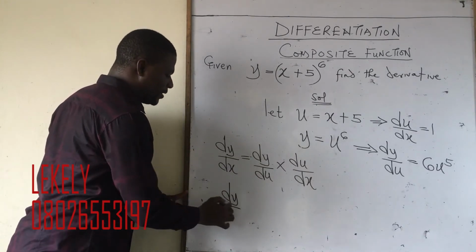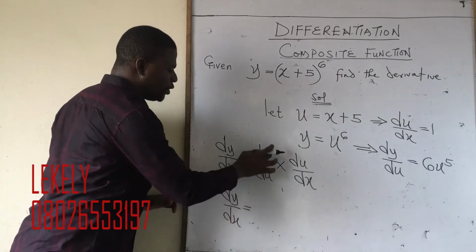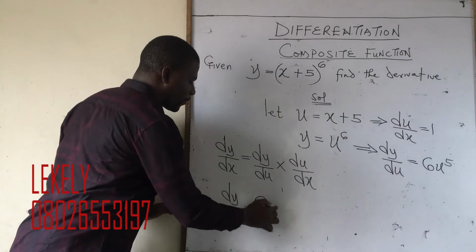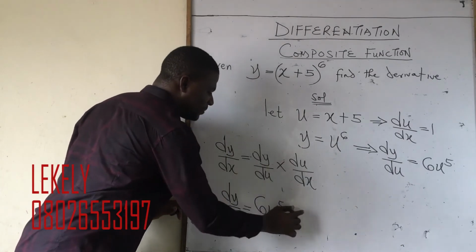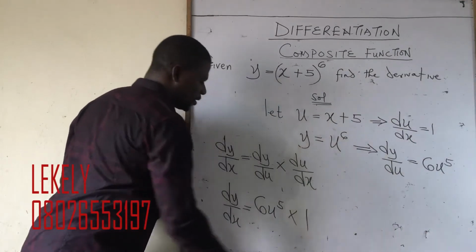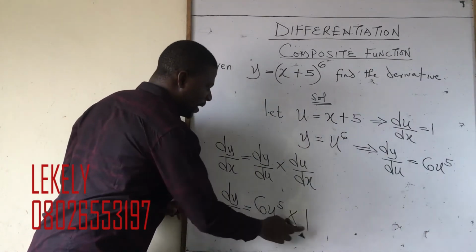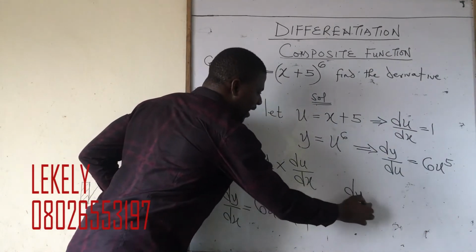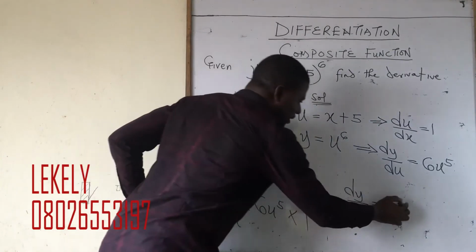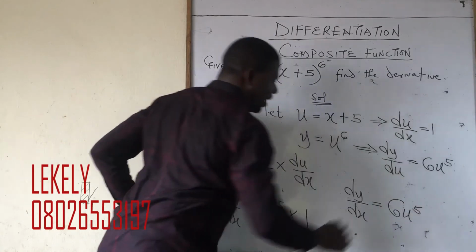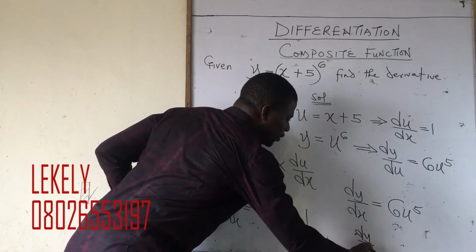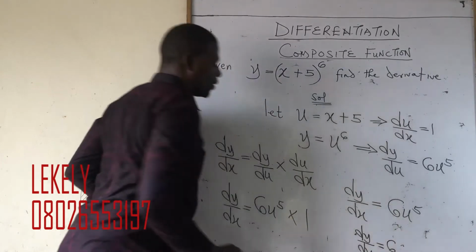So now, our dy dx is going to be dy du. What's our dy du? 6u raised to power 5, times du dx. What's our du dx? 1. You see that? So I will now multiply it. So dy dx will now be equal to 1 times 6u raised to power 5. So I will now say dy dx is equal to 6.